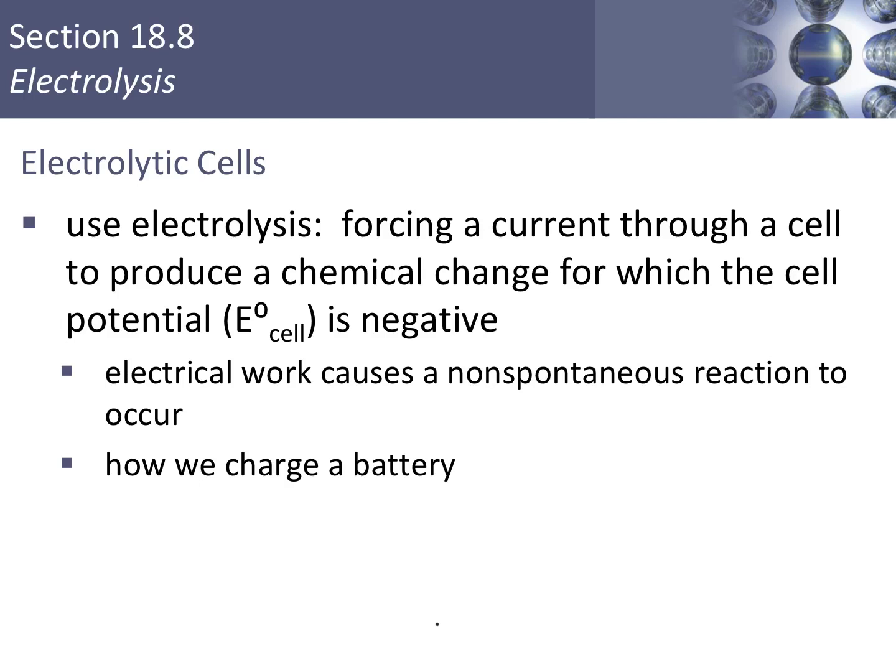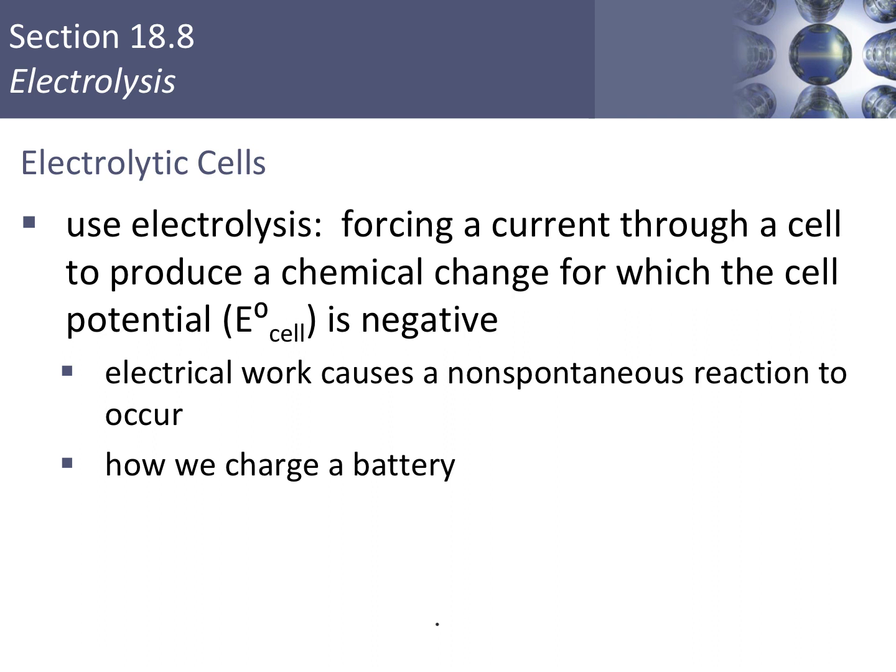Finally, in section 8, we're talking about electrolytic cells, which are the opposite of galvanic cells. So to just review, galvanic cells utilize spontaneous or thermodynamically favored redox reactions. There is a current produced that can do work. We can talk about negative delta G, and that cell potential, that voltage, is positive.